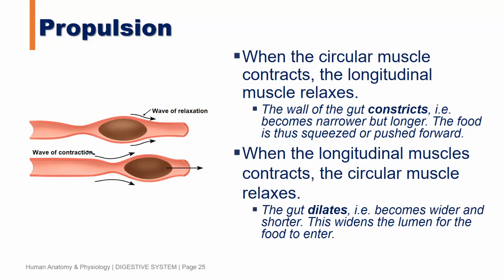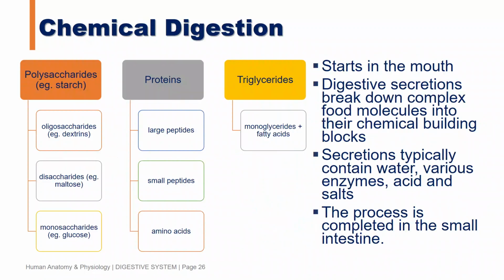When the longitudinal muscle contracts, the circular muscle relaxes. And then our gut dilates, that is, it becomes wider and shorter. This widens the lumen for the food to enter.